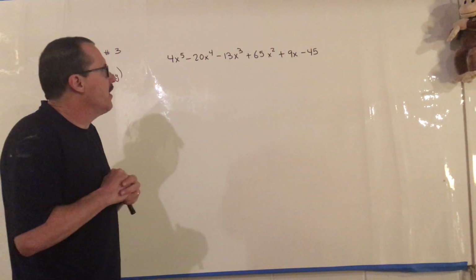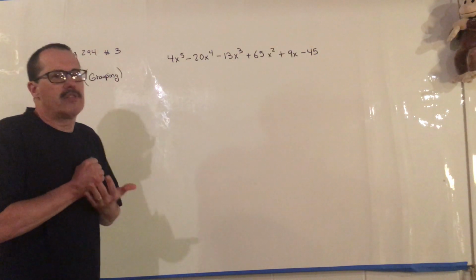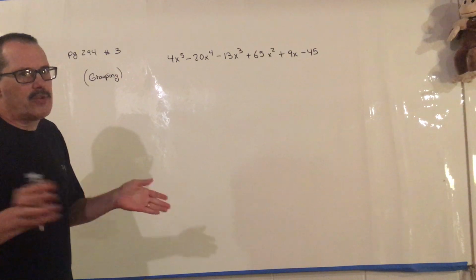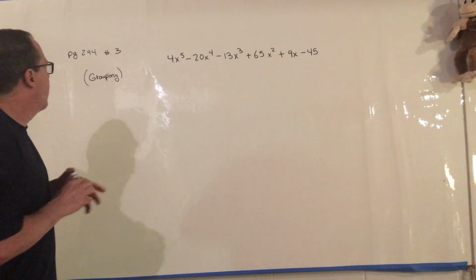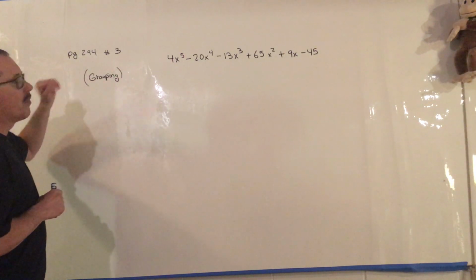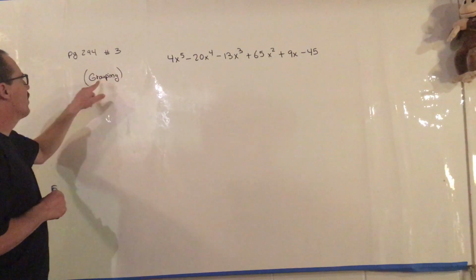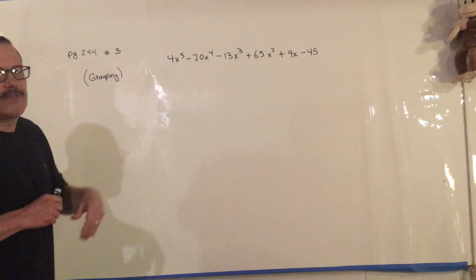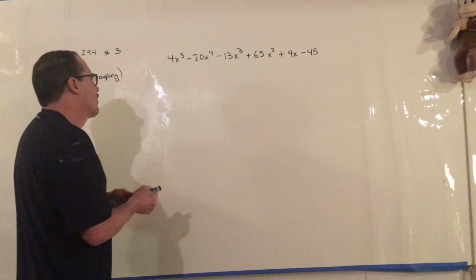This is Wednesday, and Zoe had a little trouble with grouping, so I'm doing this for her, but I'm doing it for the whole class too. This is actually problem number 3 in your homework assignment, page 294, and it's grouping. It's a little bit more difficult one, so I thought that I would show you this one.